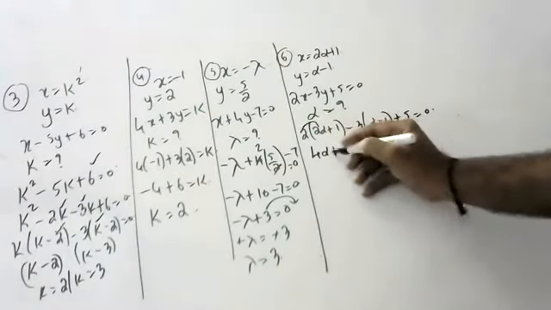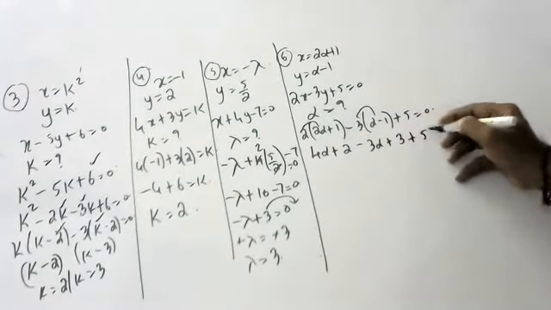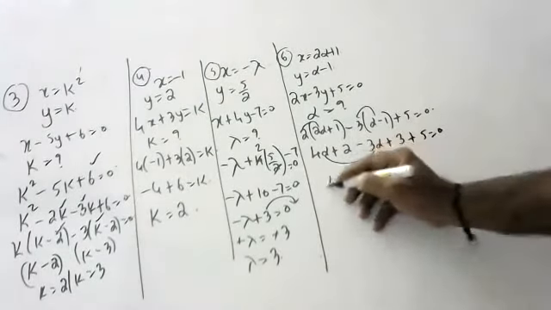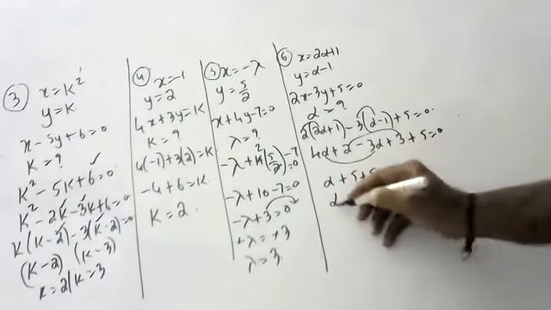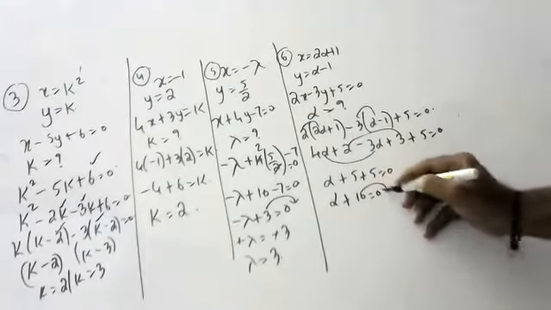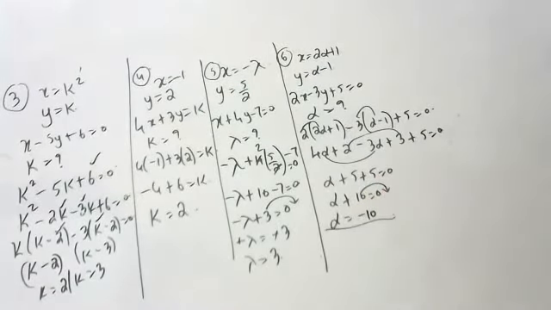Okay. 2 alpha plus 2, minus 3 alpha plus 3, plus 5 is equal to 0. 2 minus 3 alpha is minus alpha. 2 plus 3 is 5, plus 5, 10. Alpha is equal to 10. Very good. One second.